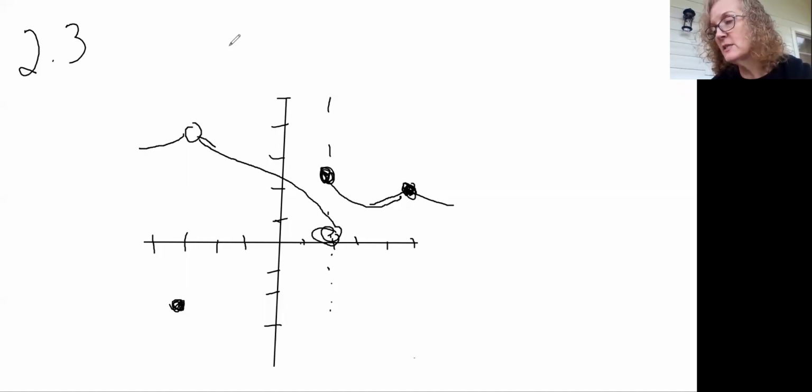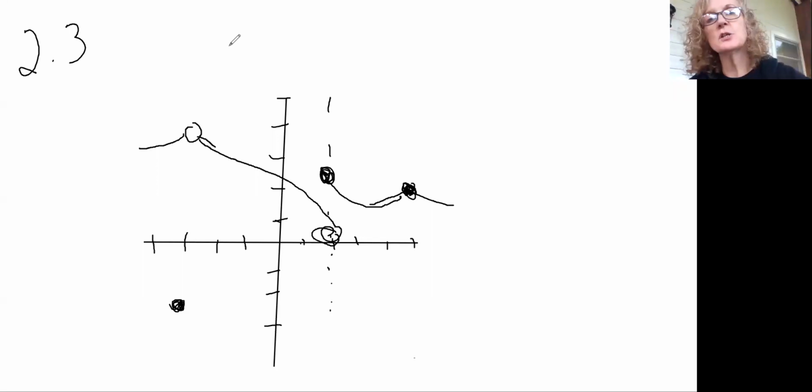And then part E, is the limit as x approaches 2 from the left, which is here, less than the limit as x approaches 2 from the right, which is here? Yep. So this is one perfectly acceptable graph. You could have others, but this one works. Now let's go to 2.4.